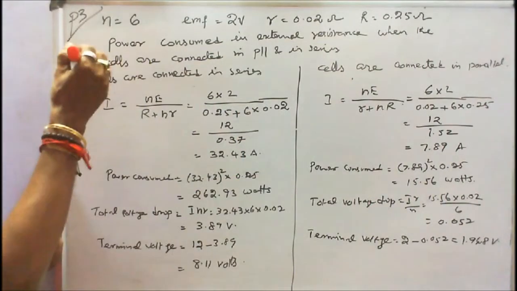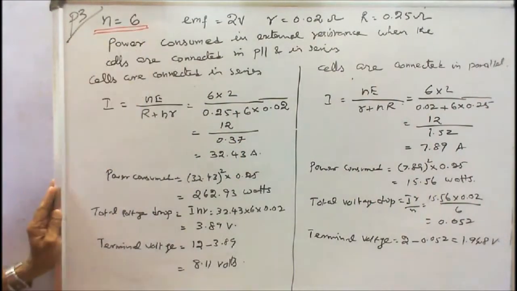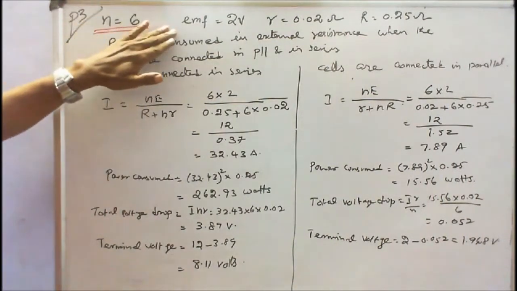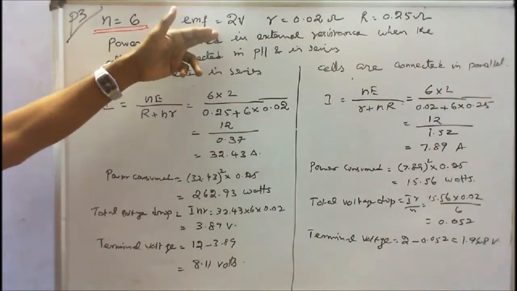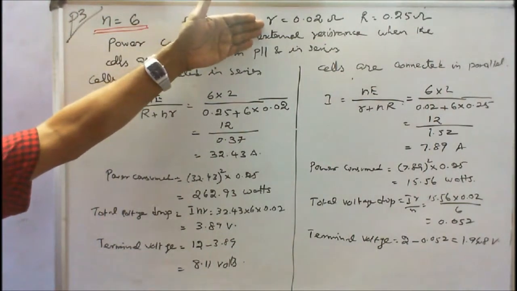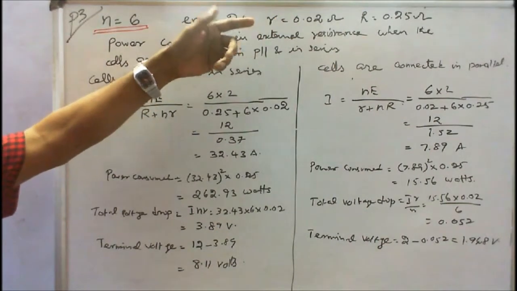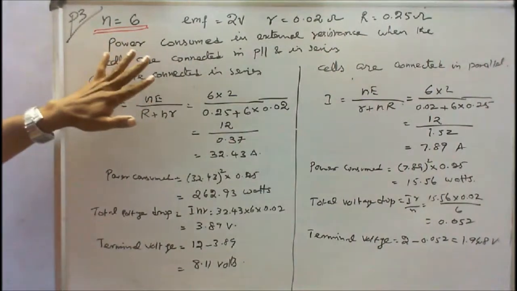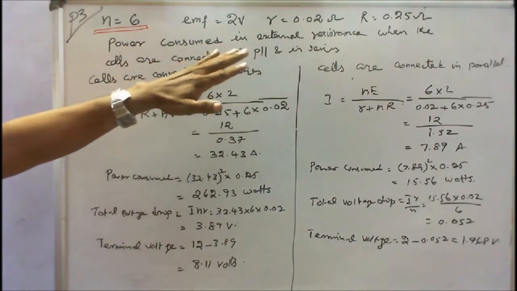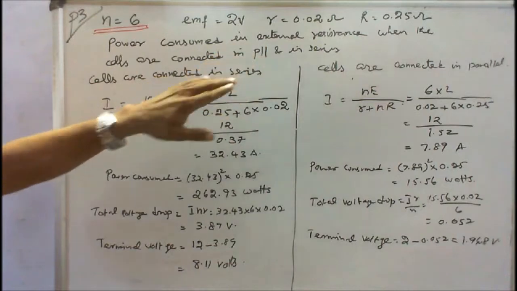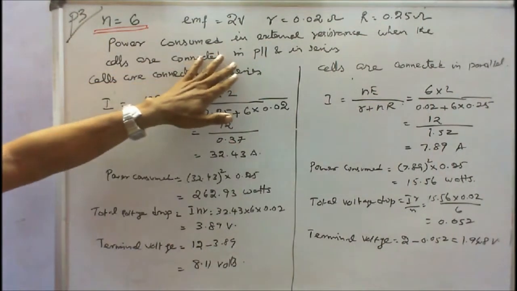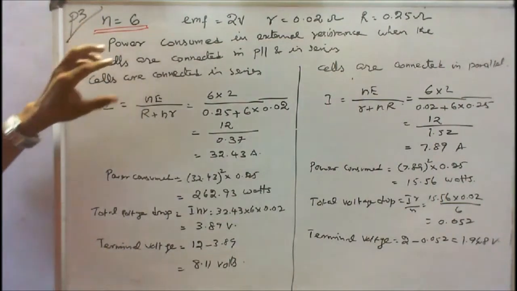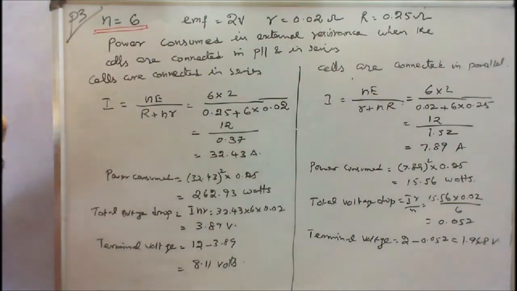In this problem, the number of cells is given as 6. A battery comprises 6 cells, and each cell EMF is given as 2 volts, internal resistance is 0.02 ohms and load resistance is 0.25 ohms. We have to find the power consumed in the external resistance, 0.25 ohms, when the cells are connected in parallel and in series. If the cells are connected in parallel, what will be the power consumption? If connected in series, what is the power consumption? That is what we have to find.